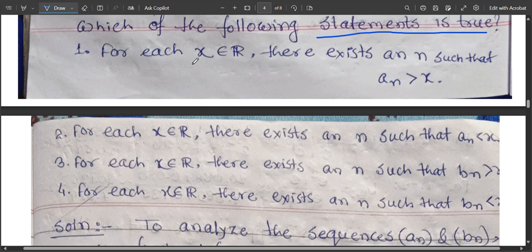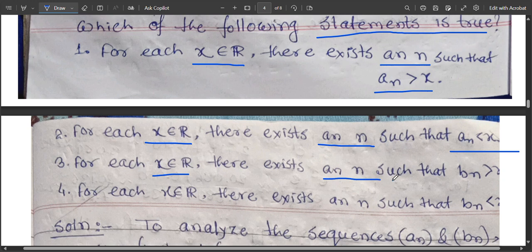Option 1: for each x taken from R, there exists an n such that n is greater than x. Option 2: for each x from R, there exists an n such that n is less than x. Option 3: for each x from R, there exists an n such that bn is greater than x. Option 4: for each x from R, there exists an n such that bn is less than x. So these are the four options, and with the help of that, we have to say which one of them is correct.